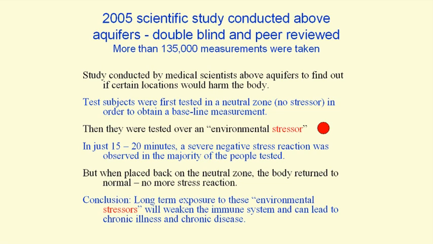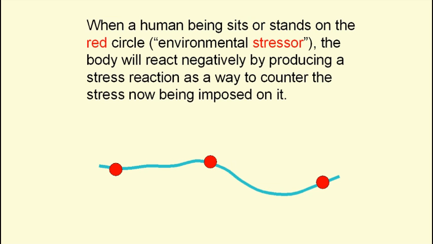The scientists conclude that long-term exposure to these environmental stressors will weaken the immune system and can lead to chronic illness and disease. When a human being sits or stands on one of these environmental stressors, the body will react negatively by producing a stress reaction as a way to counter the stress now being imposed on it.